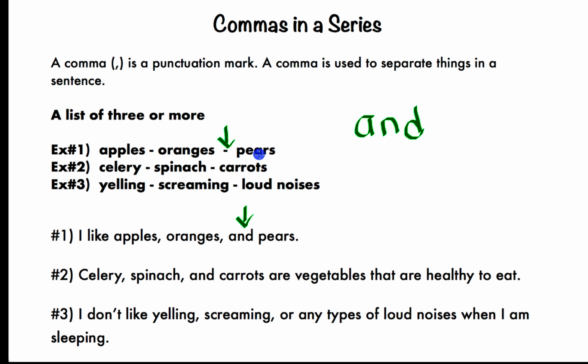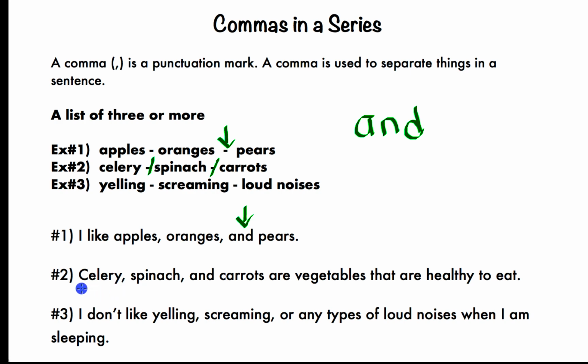Pears was the last thing that I spoke about in my listing, and pears was also the last thing I placed in my sentence. So when I got to that last thing that I wanted to share, I used the word and. Okay, let's look at example number 2. We are going to talk about celery, spinach, carrots. We will replace these hyphens with commas. And this is our list of items that I want to talk about, but I want to put it in a complete sentence.